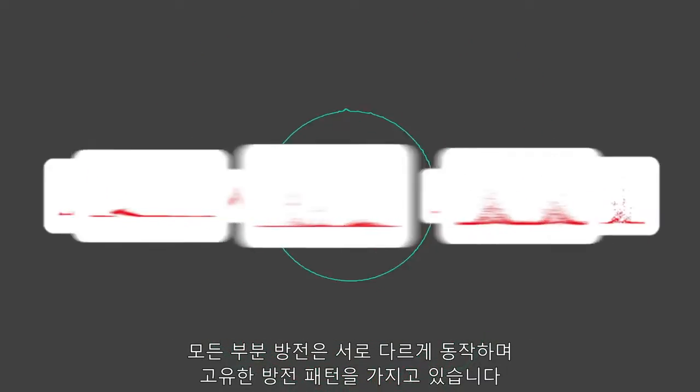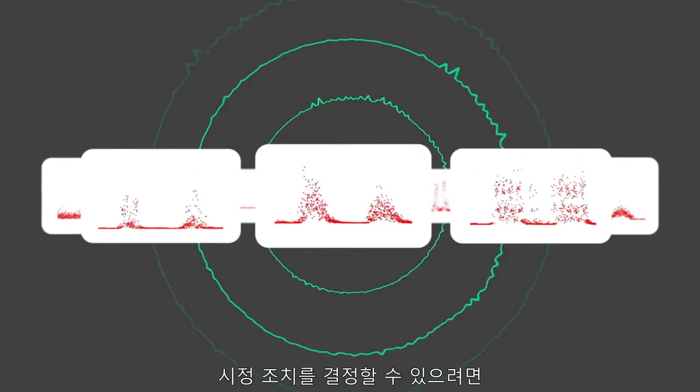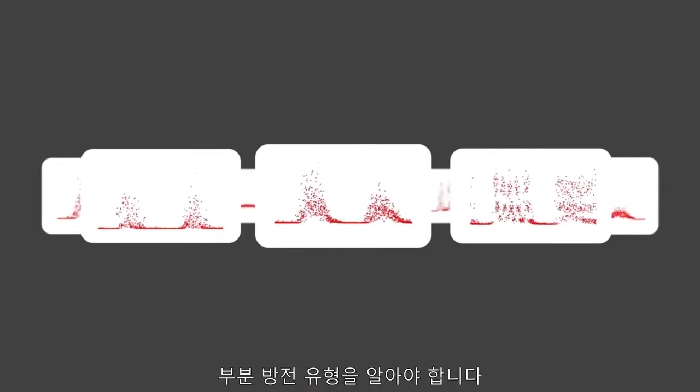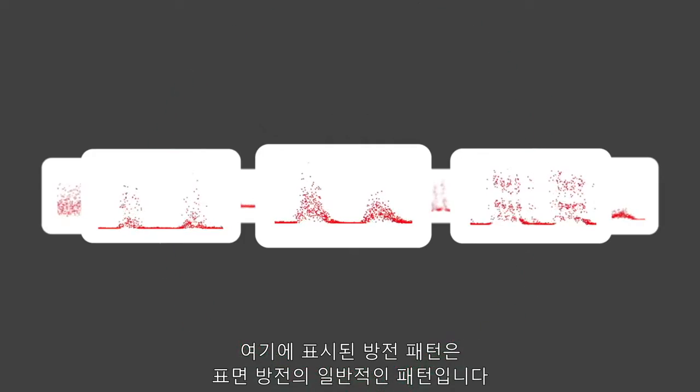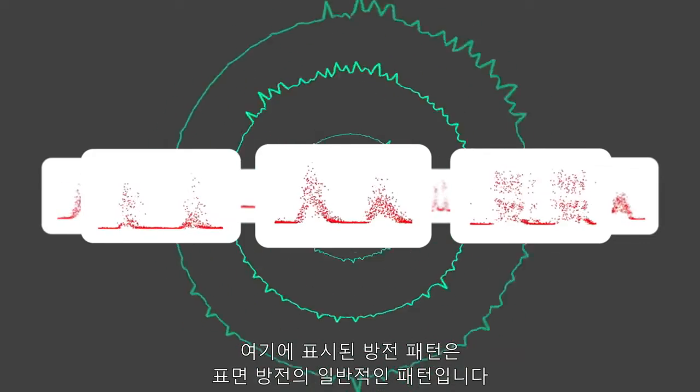All of the partial discharges behave differently and have their distinct discharge pattern. To be able to decide on corrective actions, you need to know the type of the partial discharge. The discharge pattern displayed here is typical for a surface discharge.